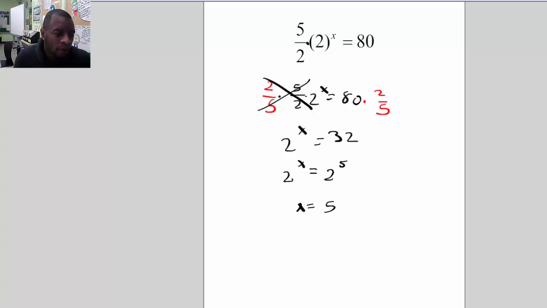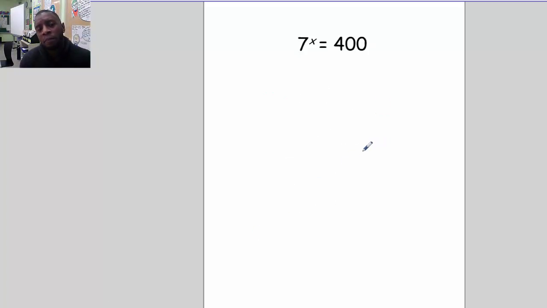Now let's look at a different situation. Here we have 7 raised to the x power is equal to 400. Usually we want to write the right-hand side, which is 400, as some power of base 7. But in this case, if we try to do that, let's try to estimate what 400 would be as a base 7 raised to a power. Let's try 7 to the 3rd. 7 to the 3rd is 49 times 7, which is 343. That's a little too low.